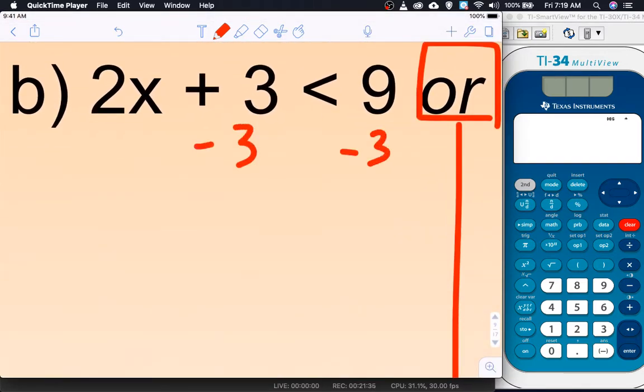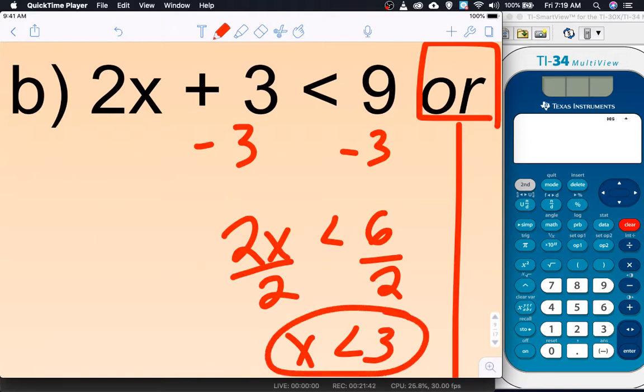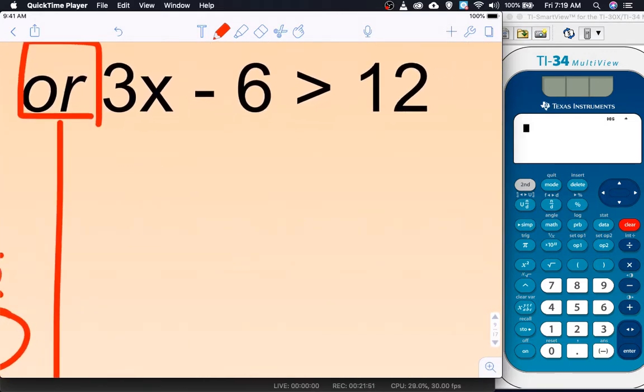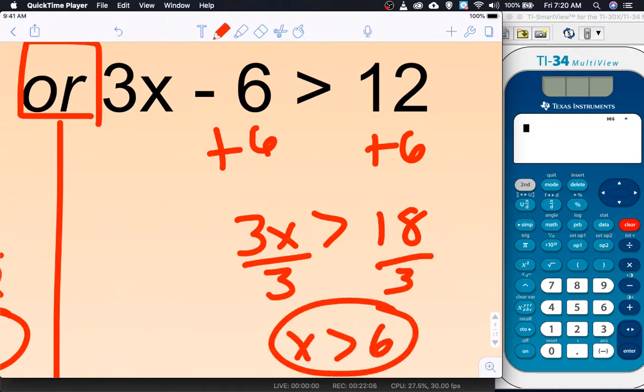-3, -3, 2x is less than 6, divide by 2, divide by 2, x is less than 3. Easy. Hopefully. Other side. You're going to give yourself a 3-second head start and see if you can beat me to the end. 1, 2, 3, plus 6, plus 6. 3x is greater than 18. Divide by 3, divide by 3, x is greater than 6. Did you win?